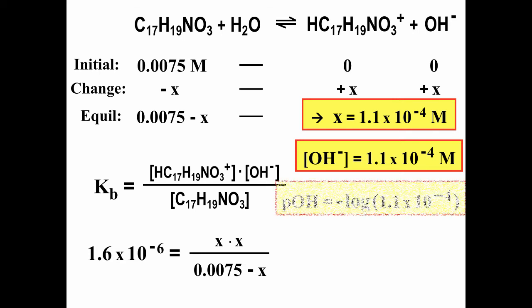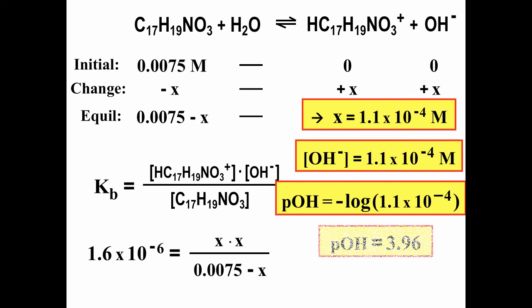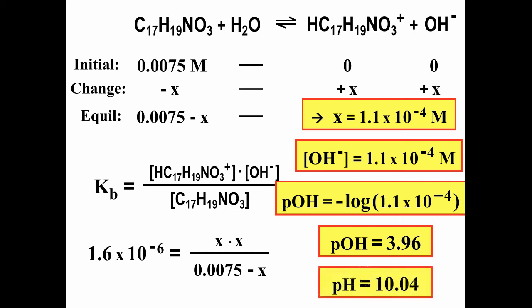One possible way is to note that pOH is the negative log of the concentration of OH minus, and that is 3.96. Then, since pH plus pOH adds up to 14, pH is 14 minus pOH, which is 14 minus 3.97, which is a pH of 10.04. And that seems reasonable to have a pH above 7 for a basic solution.